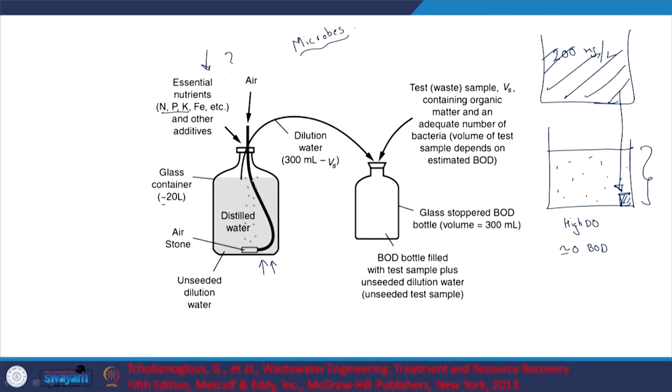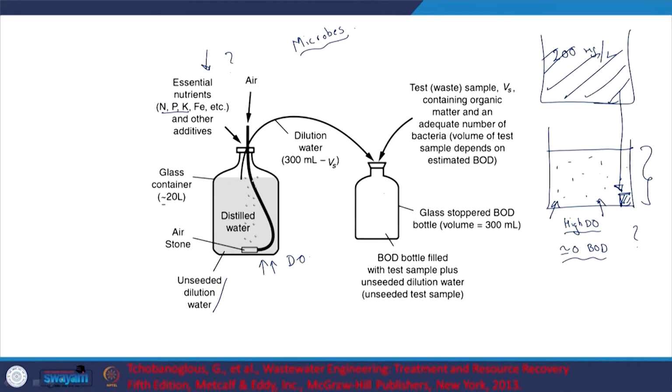Again, for that, what do I need? I need this dilution water, which is high in dissolved oxygen and has almost no BOD, or no oxygen demand or no organics. And also I need to add microbes depending upon the kind of wastewater. So, here we are not adding the microbes, unseeded dilution water. So, we are pumping air in. Why is it? I want to increase the dissolved oxygen, that is why I am pumping air in, and glass container, and I am adding essential nutrients.